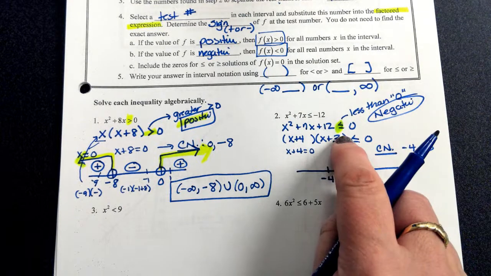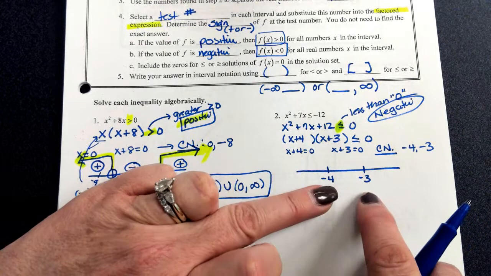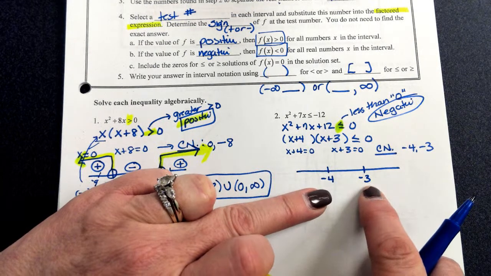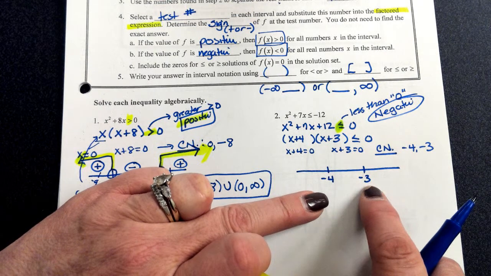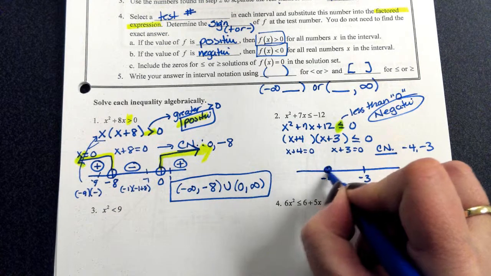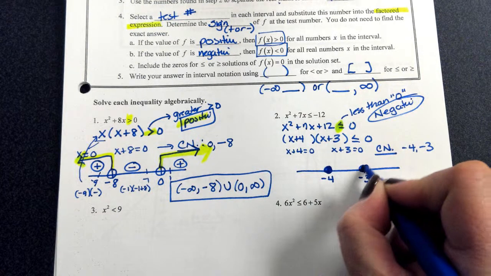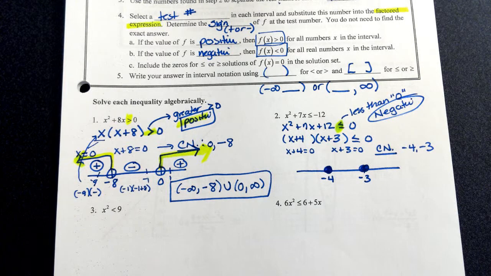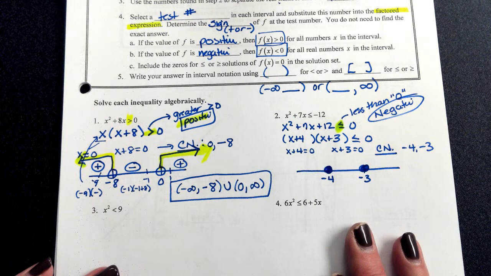Now it's less than or equal to 0. So what kind of dots am I going to put above -4 and -3, closed or open? Closed, because I'm going to include -4 and -3 in my solution set, because that's where it's exactly equal to 0. So any questions on how I set up my number line?